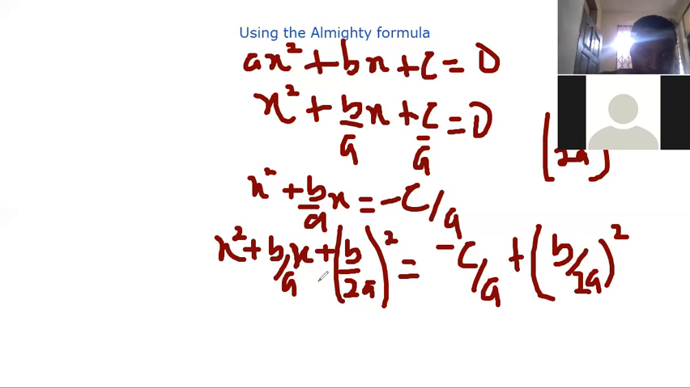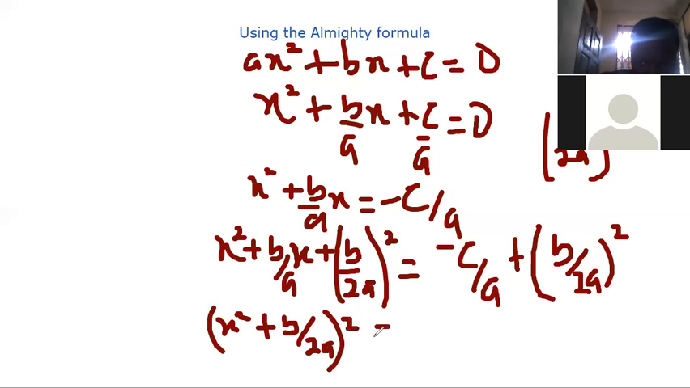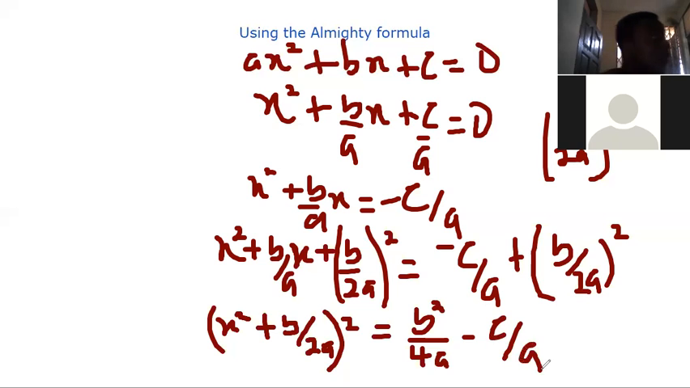Now, the whole of this is the same as x plus b all over 2a, squared, which will be equal to, when we expand this, b squared all over 4a squared minus c all over a. Please, do you get it to that point? Do you get it from that point?